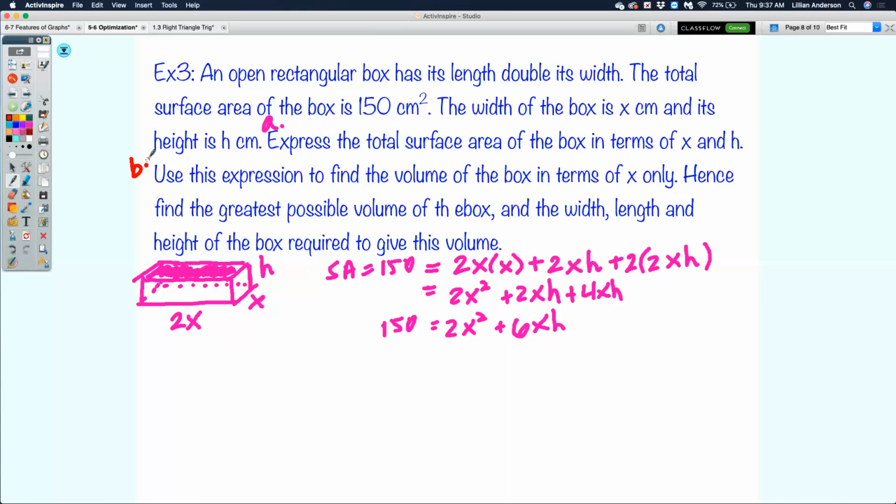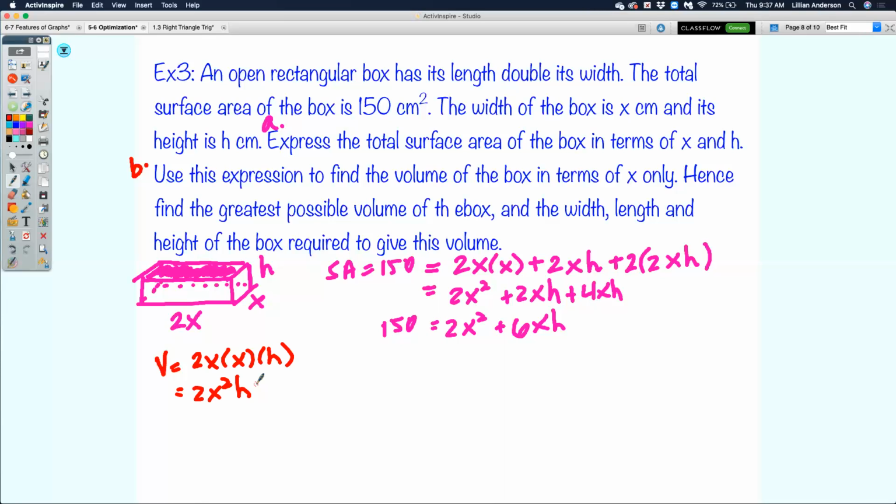To find the volume of a box, what would the formula be if I was to find the volume of this box right here? Length times width times height. Yep, length times width times height. But in this case, since I've already labeled my box the way that it is, instead of putting L times W times H, it would be 2x times x times h, which equals 2x squared h.